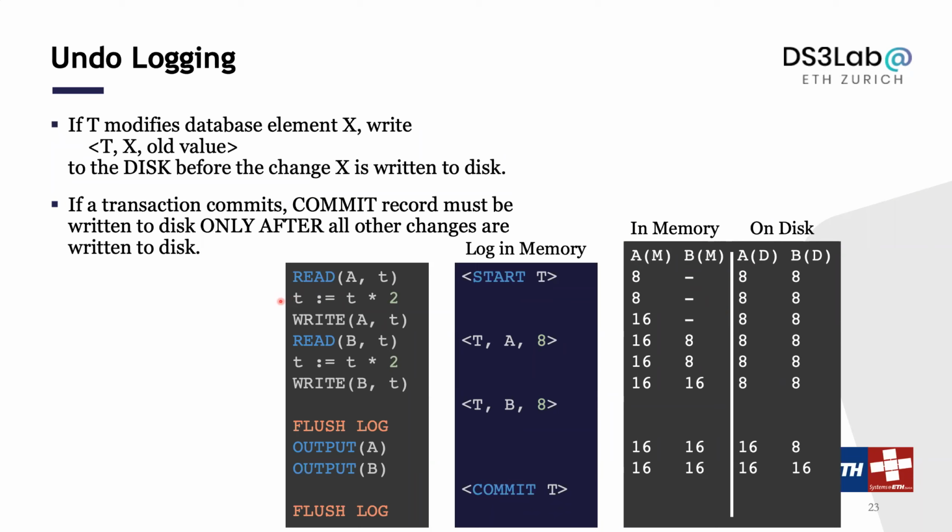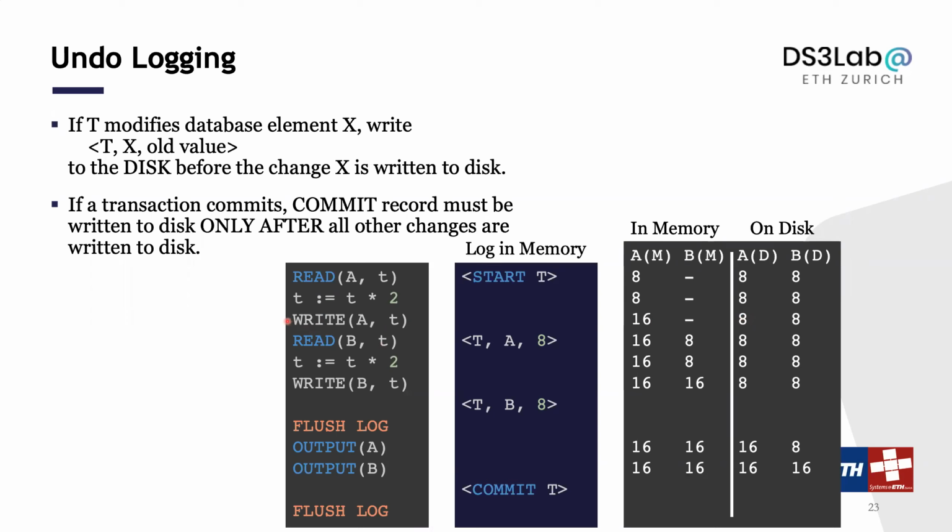To 16, right? And then I write A. Okay, so here when I write, it doesn't get reflected on my hard drive. I only change my in-memory version of this. Okay, so as you can see, once I do this, my in-memory version of A will change. Now it's 16, right? But my hard drive is fine. I mean, it's still 8.